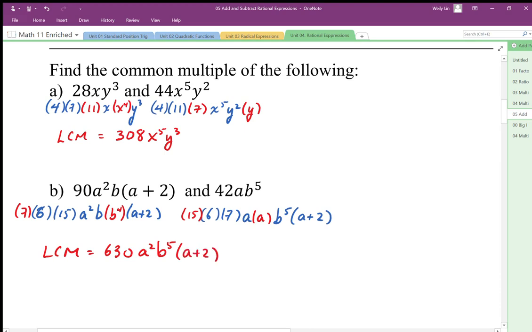plus 2, and although it's kind of awkward looking in there, that binomial now we have to treat as a factor. We need to start seeing those things as factors.